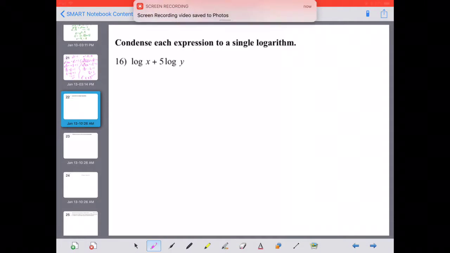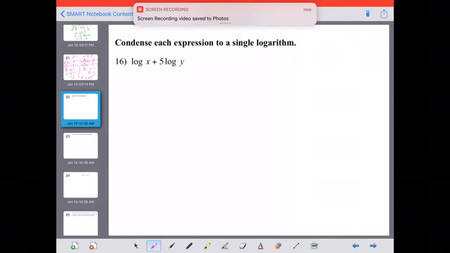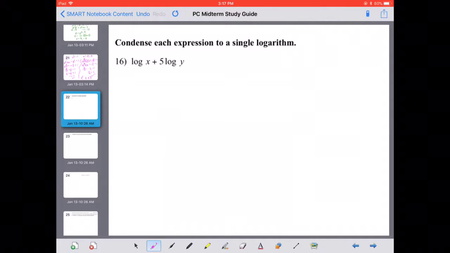Alright, so now we're going to move on to the 5th page. This one has a lot of problems on it, but they're really not too long, so I might try to just put them all. Might do 20 in a different video if we are just taking a while to do it. But let's start with 16. Here we're being asked to condense each expression into a single logarithm.